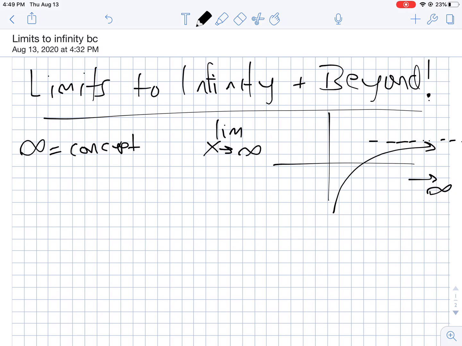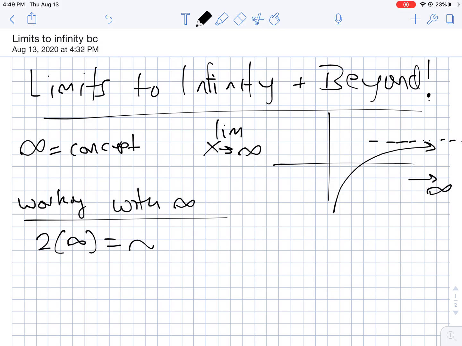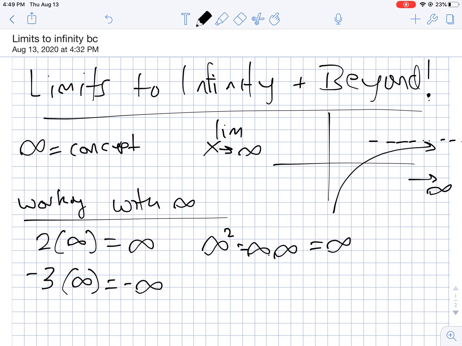Let's build up our intuition with infinity. I wanted to talk for a minute about how to work with infinity. Infinity is not a number, it just means an unimaginably large number. If you take 2 times infinity, that's still infinity. Infinity squared is infinity times infinity, which is still infinity, or infinity to the 5th or 10th. If you did -3 or -2 times infinity, that would give you negative infinity. You're doing -3 times a million, a billion, and those numbers are getting infinitely small.